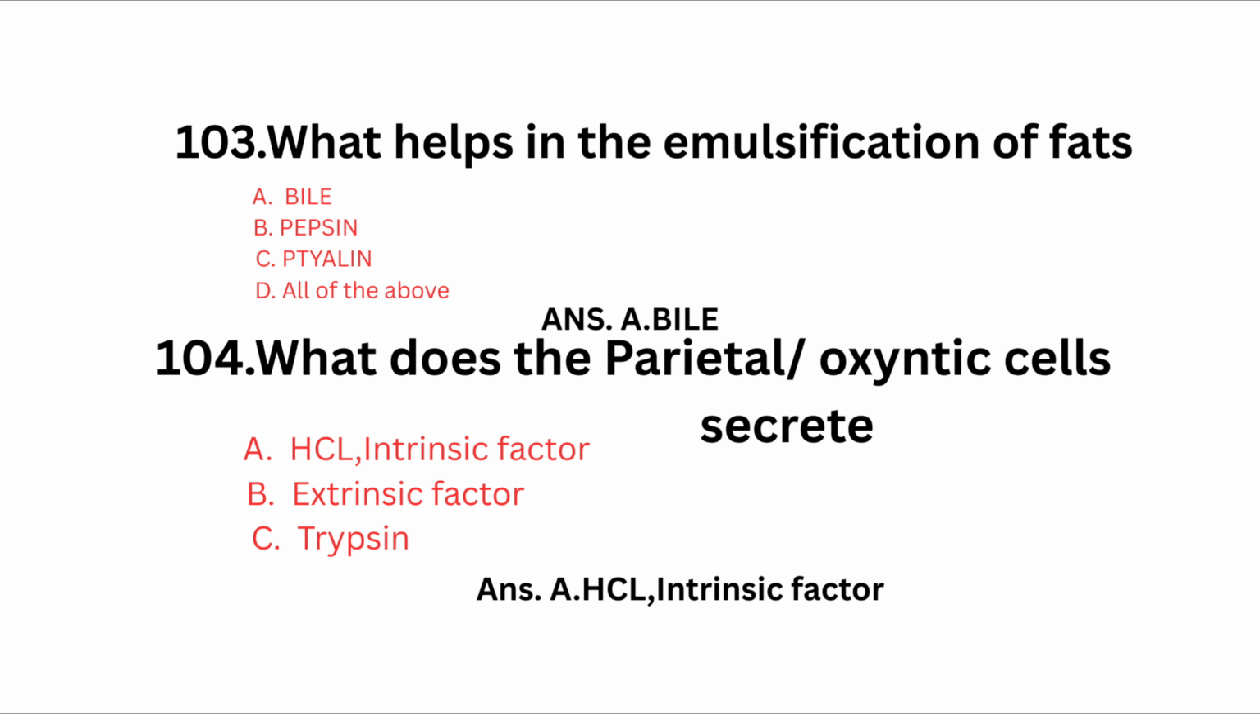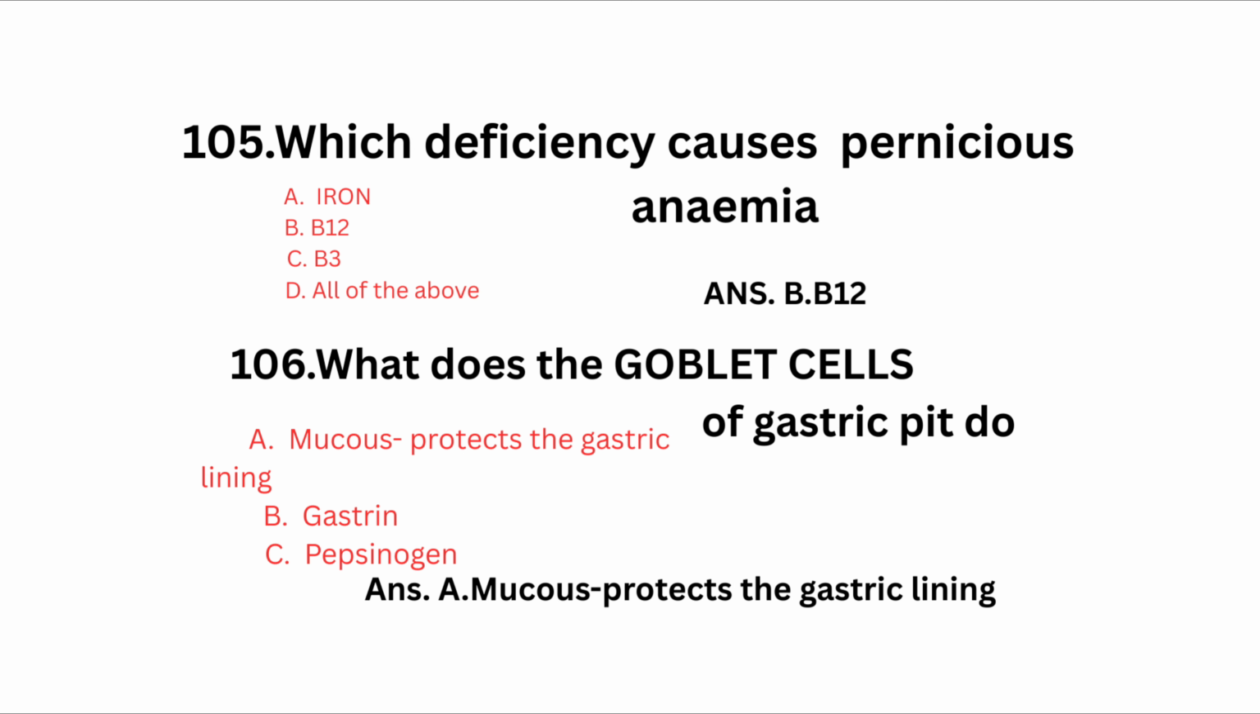104. What does the parietal or oxyntic cell secrete? A. HCl, intrinsic factor. B. Extrinsic factor. C. Trypsin. Answer A. HCl, intrinsic factor. That's what the oxyntic cell in the stomach secretes.